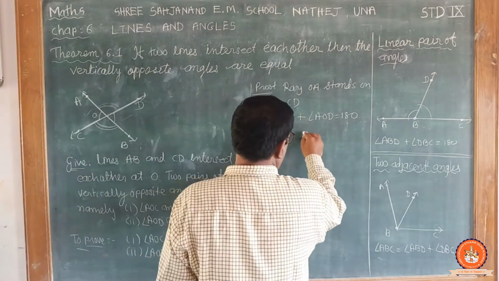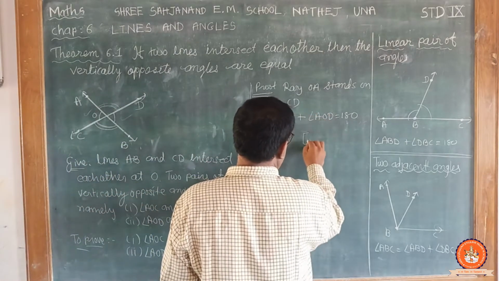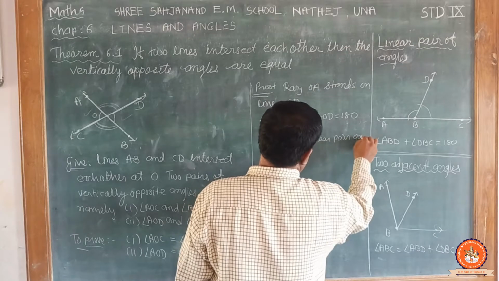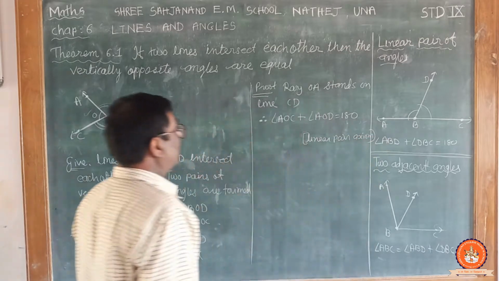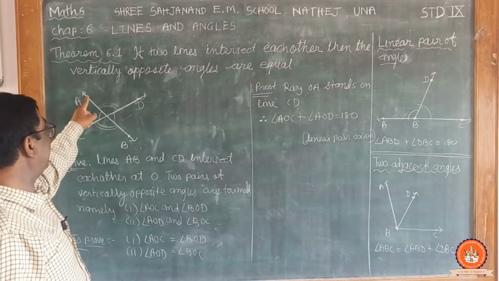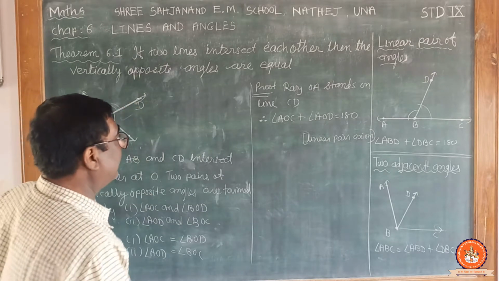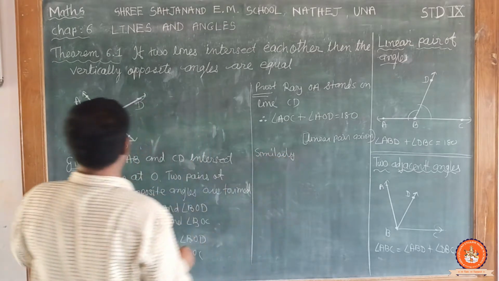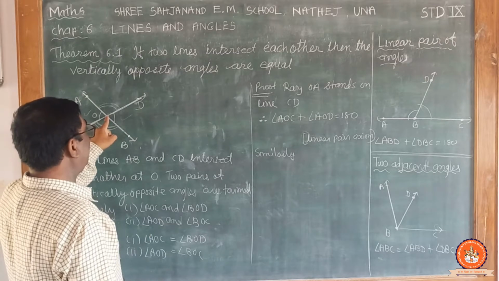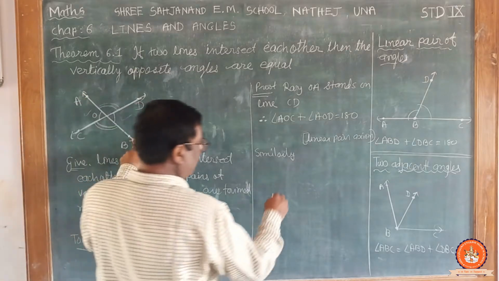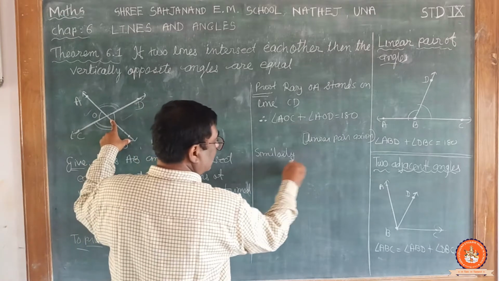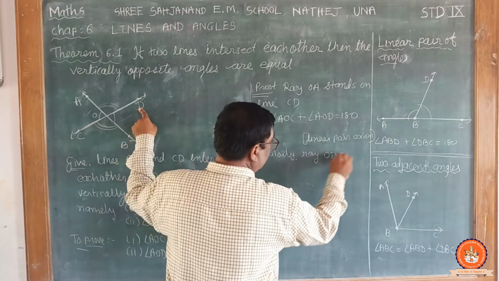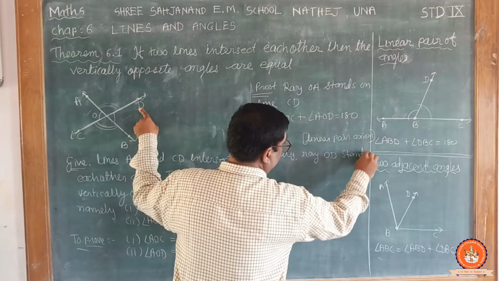By linear pair axiom, angle AOC plus angle AOD is equal to 180. Similarly, you can see that ray OD stands on line AB.